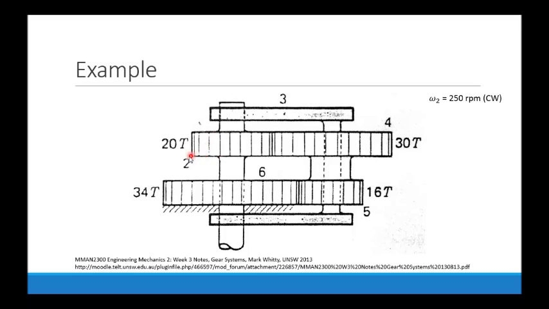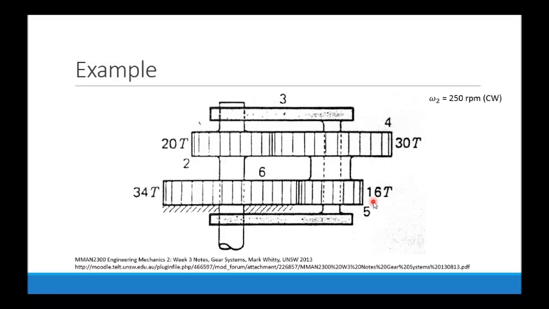Gear 2 has 20 teeth and an input angular velocity of 250 rpm in the clockwise direction. Gear 4 has 30 teeth and is connected with Gear 2. Gear 4 is also fixed to the carrier 3. However, notice that the carrier 3 can rotate about the fixed shaft.